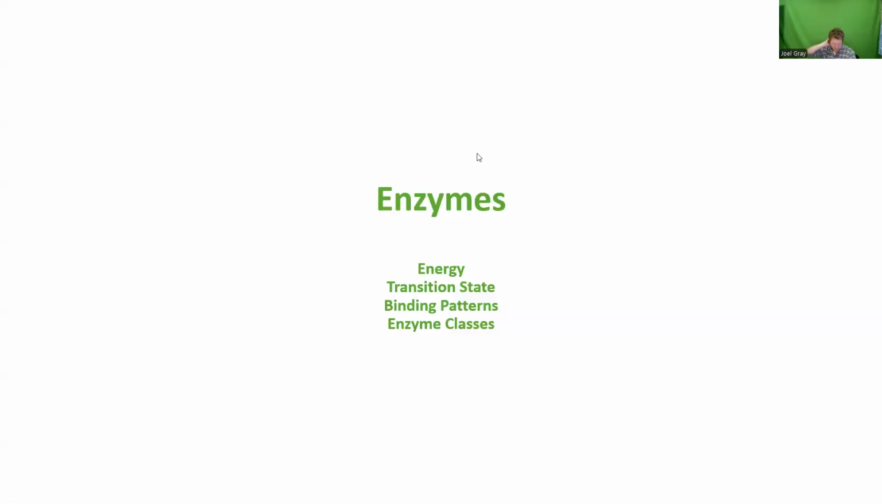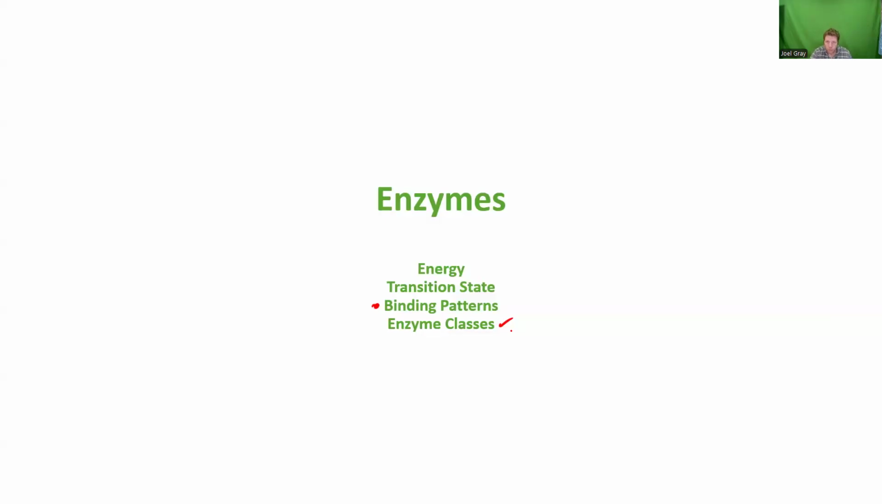So when we talk about enzymes, we're going to talk about a couple of different things. Today, our focus is going to be on binding patterns. Enzyme classes are something I want you to know about, and that is what we've previously talked about: your oxidoreductases, transferases, hydrolases, lyases, ligases, and isomerases. Those are our six major ones, and that seventh one, if you're preparing for the MCAT or some standardized exam, would be your translocases.